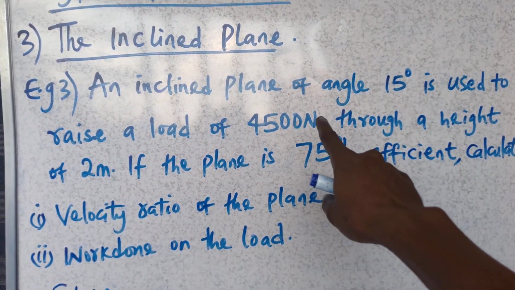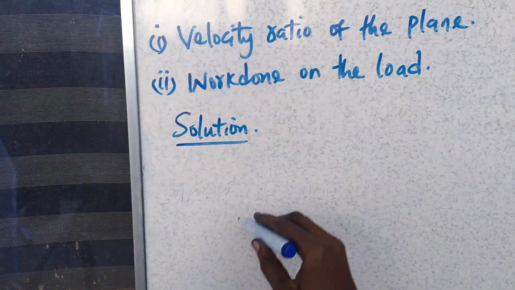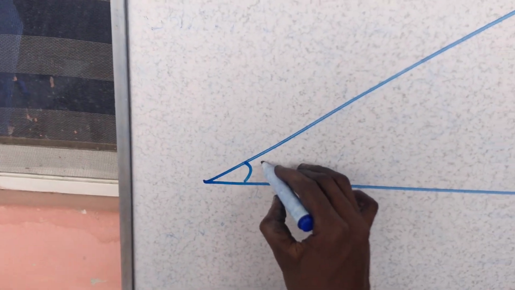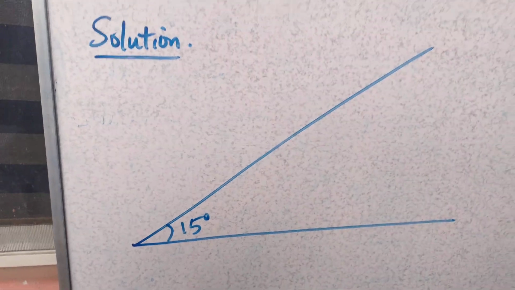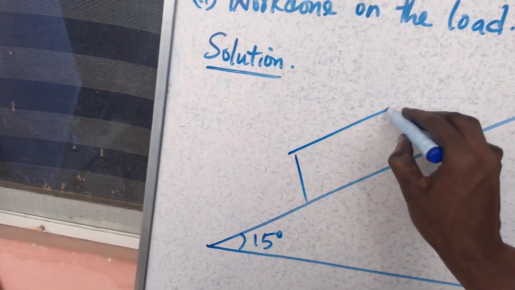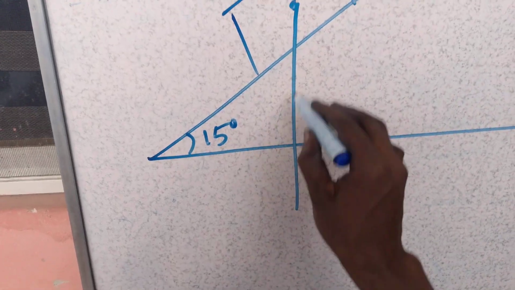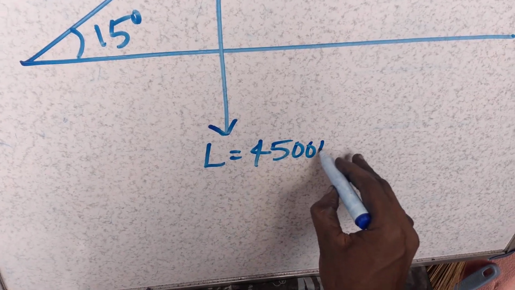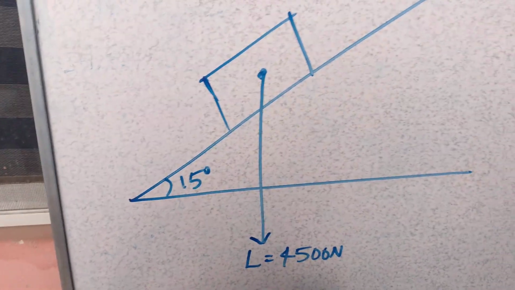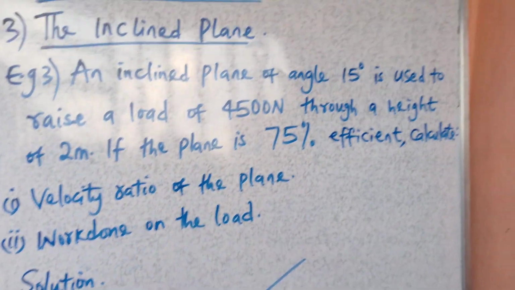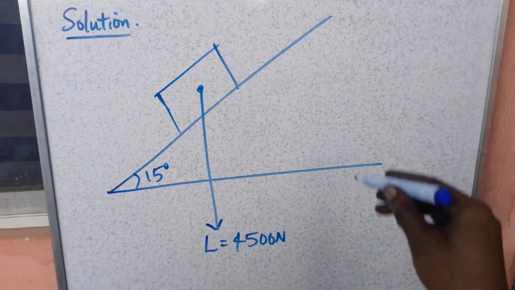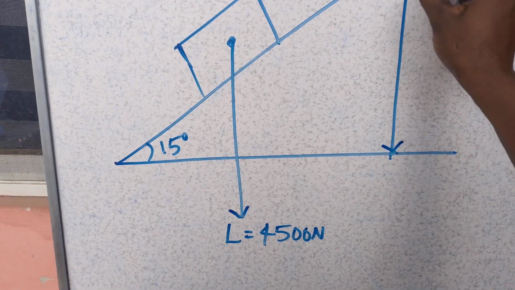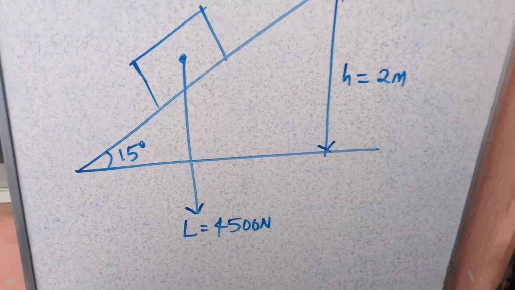First, we look at this. It is inclined at an angle of 15 degrees. Okay, let's draw the diagram first. Angle is 15 degrees. And then to raise a load of 4,500 Newton, this is the load. The load W is equal to 4,500 Newton. Okay, it is raised through a height of 2 meters. So you come here now, this is the height of this load. Height H is equal to 2 meters.